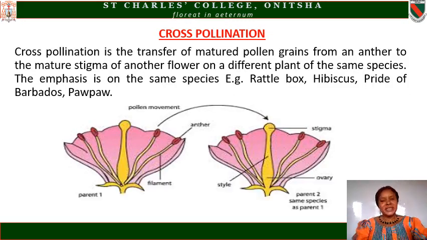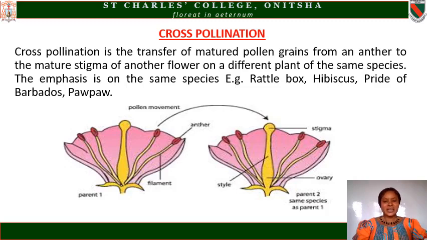Now let's move over to cross-pollination. What is cross-pollination? Cross-pollination is the transfer of matured pollen grains from an anther to the mature stigma of another flower on a different plant of the same species. The emphasis is on the same species. Examples of plants that carry out cross-pollination include rattleburs, hibiscus flower, pride of Barbados, pawpaw, etc.